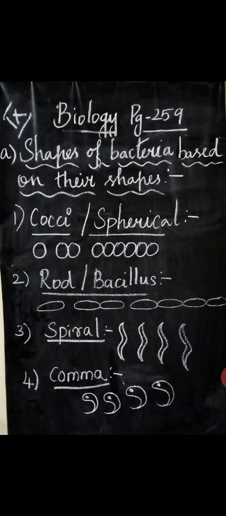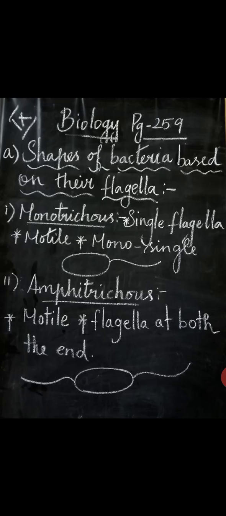The next one is rod shape. Rod shape is also called bacillus or bacilli, and this will also occur singly, in pairs, or in chains. Next is spiral. It looks like a spring shape, so it is called spiral. And the next one is comma shape. It looks like a comma, so this is called comma shape bacteria. Next, shapes of bacteria based on their flagella.